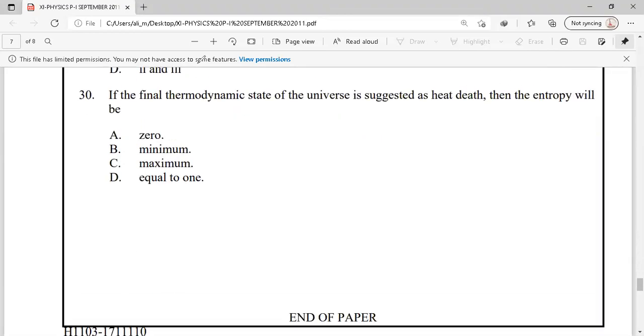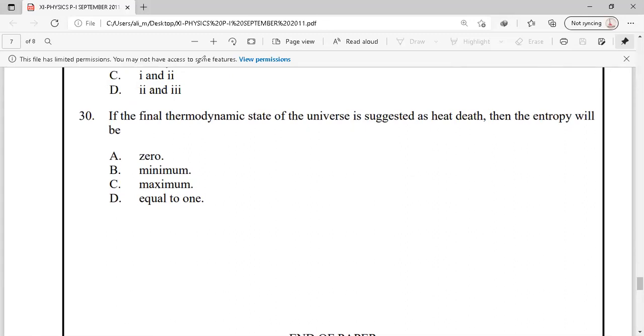Then we have question number 30. If the final thermodynamic state of the universe is suggested as heat death, what will be the entropy of that system? So, what is meant by heat death? The term heat death of the universe is when the universe has reached the state of maximum entropy. This only happens when all the available energy, such as from the hot source, has moved to places of less energy, such as the cold source.